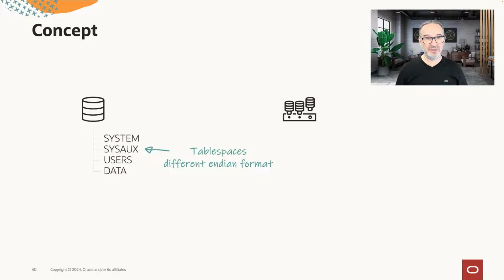And first step is our source database: system and sysaux tablespace, of course, users and data tablespaces, but a different endian format than our target. This is where the concept comes in now. We create a new PDB. It has a system and a sysaux, but no data tablespaces.